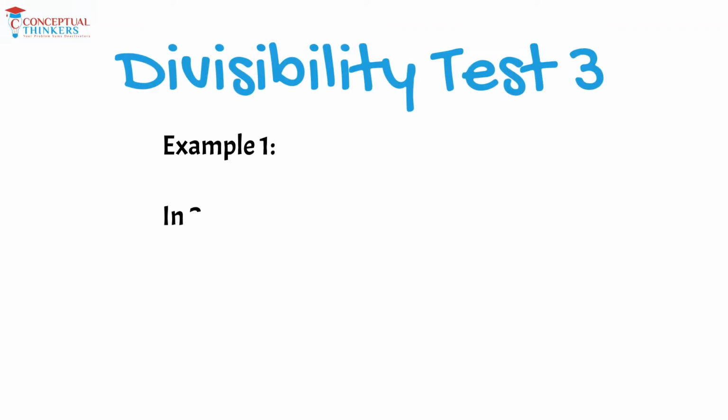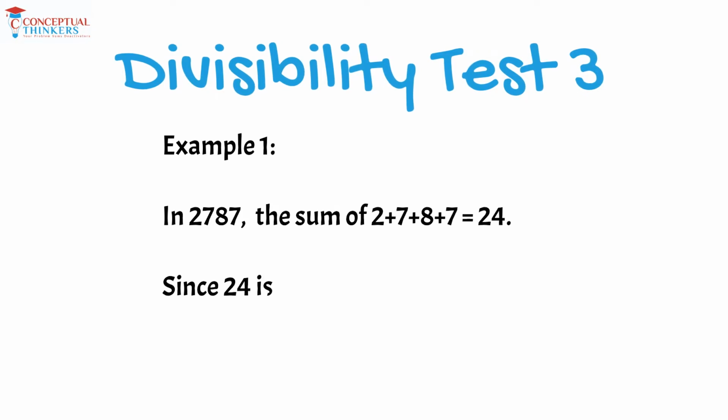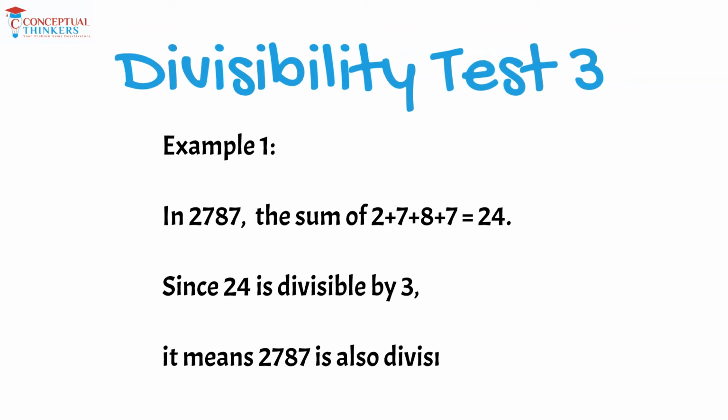Example 1. In 2787, the sum of all the digits gives you 24. Since 24 is divisible by 3, it means 2787 is also divisible by 3.